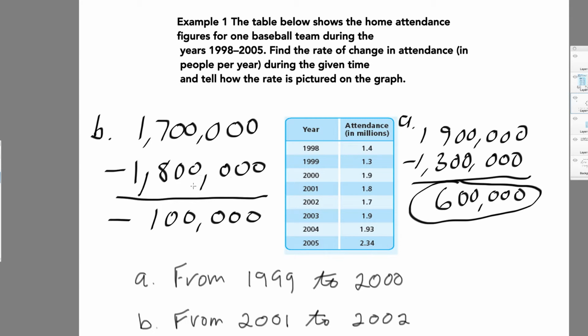So it changed in a negative way. It went from a positive change in part A to a negative change in part B. So in part A, it's 600,000 people per year is the rate of change in attendance, and for part B, it's a negative 100,000 people per year is our change in the rate of attendance.